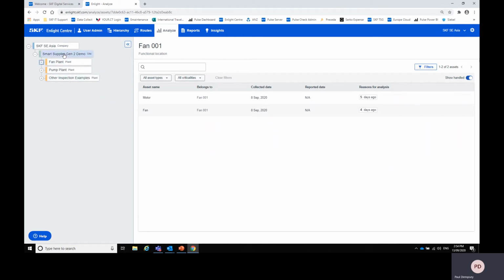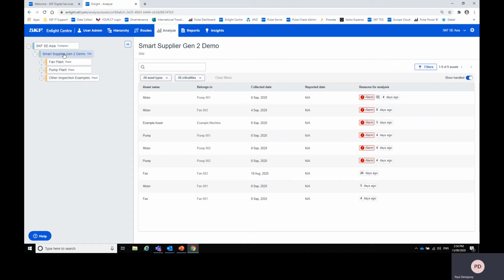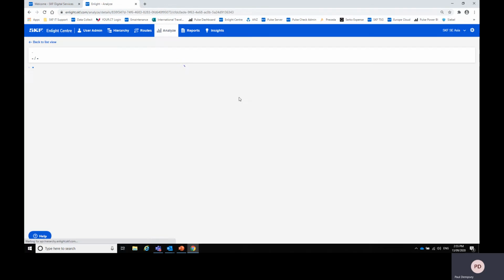If we go to the site level and click on the tile here, this is going to list all of the assets that are within the site. And what it does is it tells us which assets have an alarm. So it's very, very likely that fan 2 fan, fan 1 motor, and fan 1 fan have no problems because they've raised no alarms. But for these assets here, there are alarms. So it's very easy now to go and have a look at those, and Enlight Centre will take you directly to them. So let's have a look at pump 1 motor.